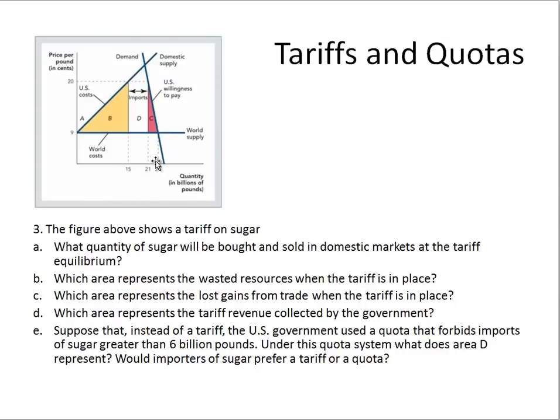Tariffs and quotas. And I borrowed this graph from Cowen and Tabarrok's excellent book. And so we have the tariff on sugar, let's assume at first. And so let's look at these different areas.